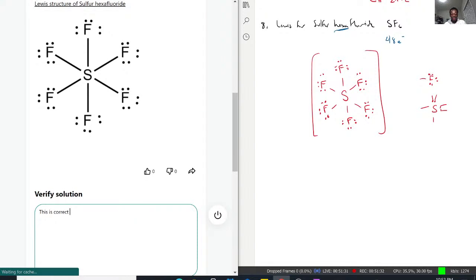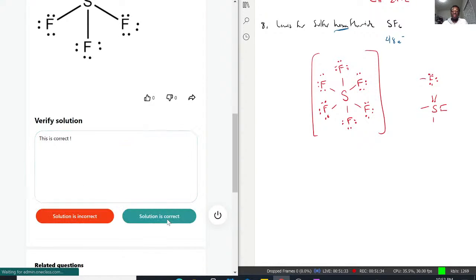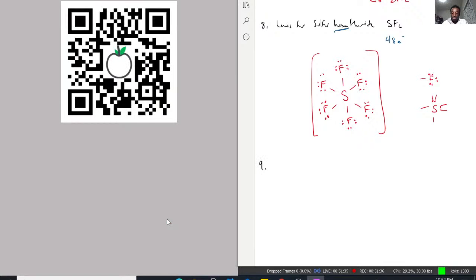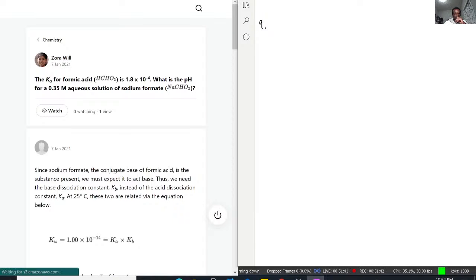This is correct. And now let's move on to question number 9. For question 9, we have the Ka for formic acid is 1.8 times 10 to the negative 4. What is the pH for 0.35 moles of an aqueous solution of sodium formate? This is going to involve quite a few steps.